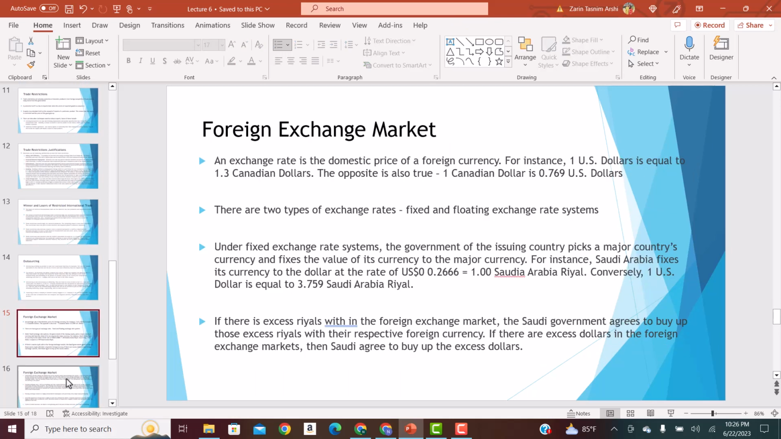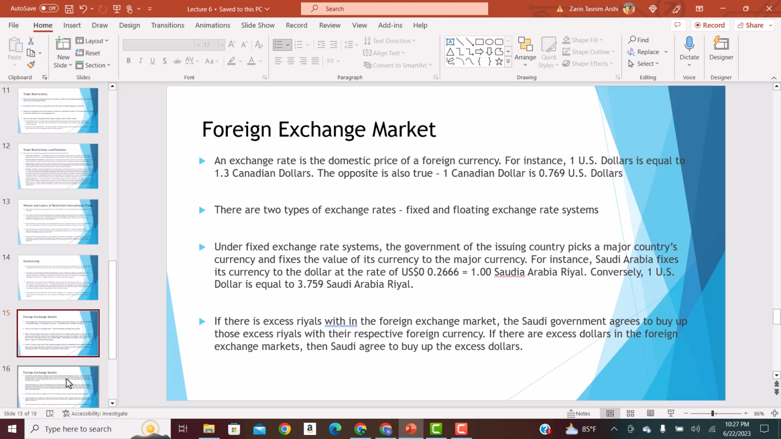Since we are talking about trade, we also have to talk a little bit about the foreign exchange market because different countries have different currencies and the values vary, right? Like the price of a product may be $1, or maybe €1 versus $2, right? So we have to take that into account. The exchange rate has to be taken into account because different countries have different conversion rates and different currencies. For instance, $1 is equal to 1.3 Canadian dollars, and 1 Canadian dollar is equal to 0.76 US dollars, or 76 cents.